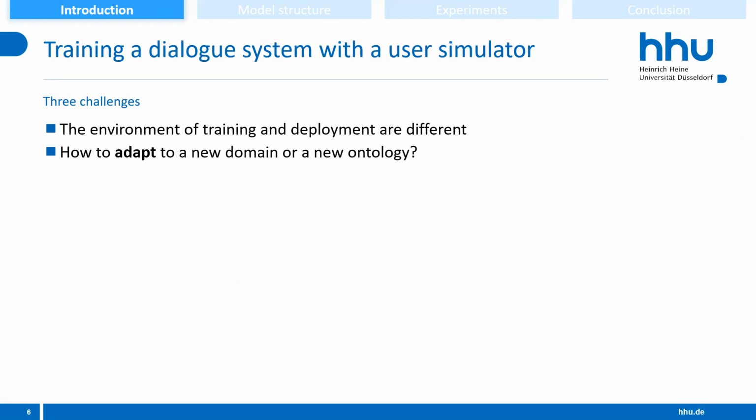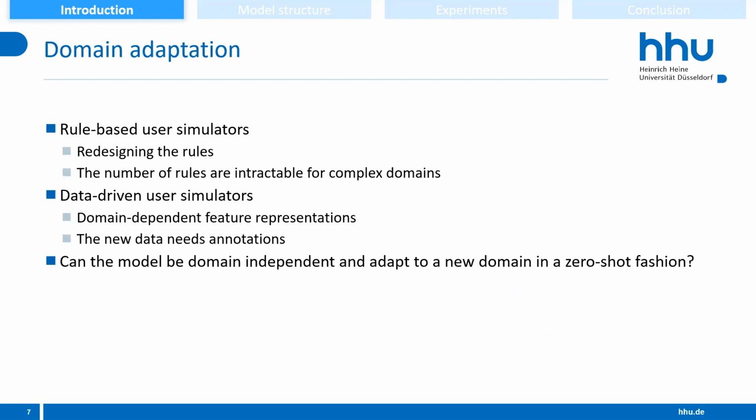The second problem is how to adapt the user model to a new domain or a new ontology. We know that rule-based user models are hard to adapt to a new domain because we need to redesign the rules, which requires a huge amount of expert knowledge. Also, the number of rules easily becomes intractable for complex domains. And sometimes data-driven user simulators are also difficult to adapt to a new domain because their feature representations are domain dependent, which means we need to redesign them to adapt to the new domain. And if you need to retrain the model, then this new data needs more annotations.